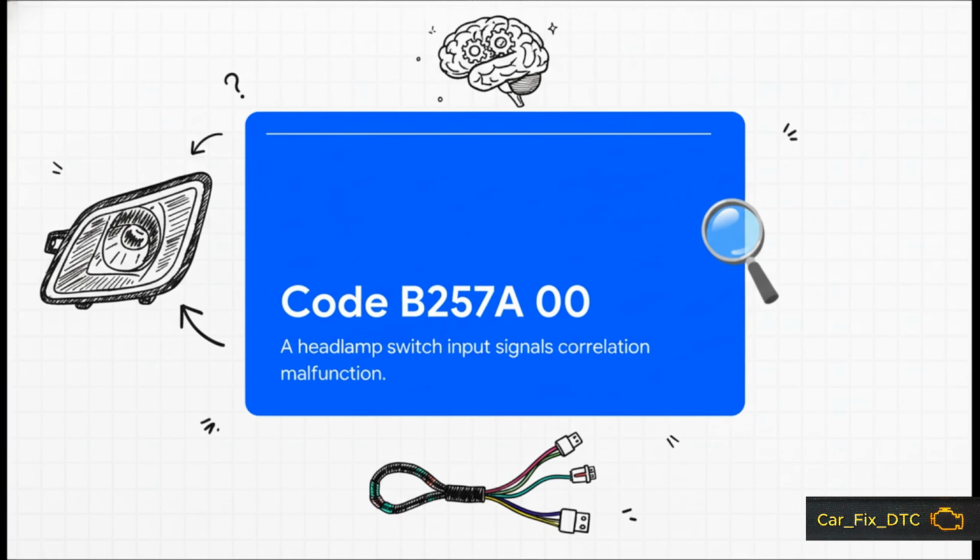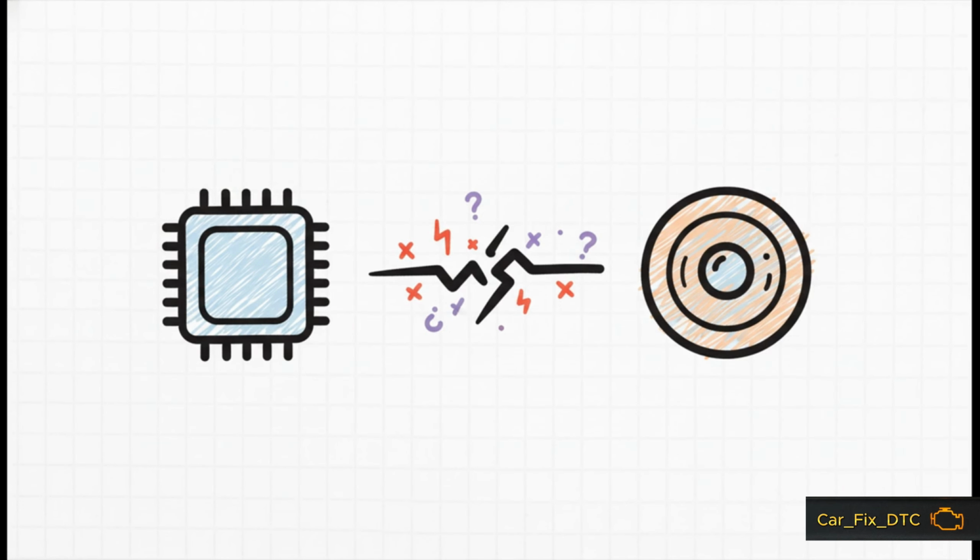So officially, it's a headlamp switch input signals correlation malfunction. Yeah, I know. That is a total mouthful, and it sounds way more complicated than it is. But hang in there, because it's not as bad as it sounds. So what does all that tech speak actually mean? It really just boils down to one simple thing, a communication problem. Basically, the main computer in your car, that's the body control module, it's not talking properly with the headlight switch. That's it. That's the entire problem in a nutshell.